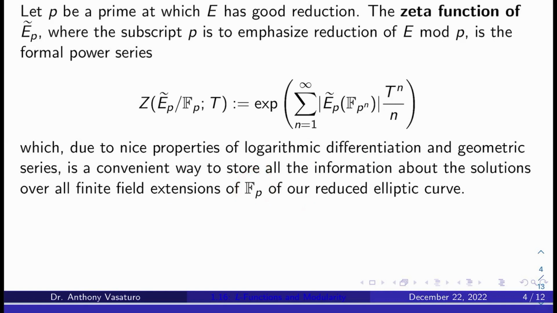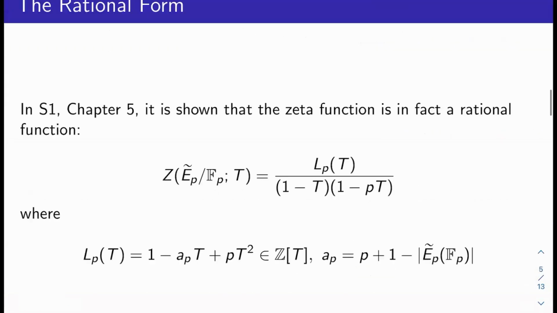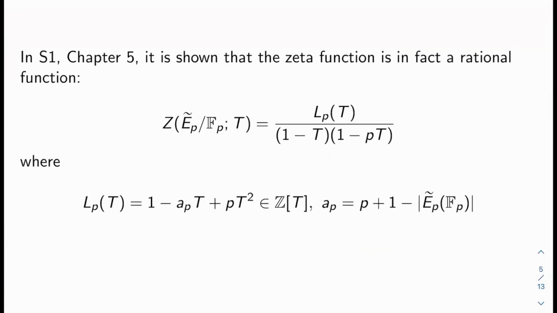So one prime at a time, one zeta function per prime of good reduction. In Silverman 1, chapter 5, it's shown that the zeta function is a rational function of T. In fact, Z(E tilde_P / F_P, T) is just L_P(T) over (1 minus T) times (1 minus PT), where L_P(T) is 1 minus a_P T plus P T squared, a polynomial with integer coefficients. And the a_P here is the same as the a_P from the first slide of this video, P plus 1 minus the number of F_P points on E tilde sub P.